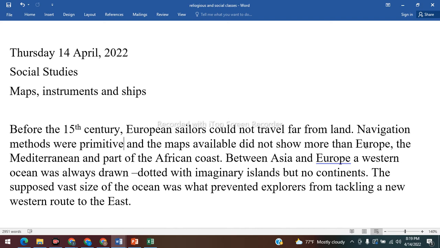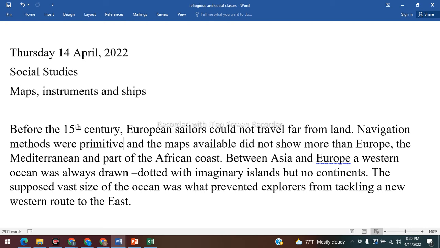Would you go? Why not? Yeah, you would go? Anyone else? Remember, your map only shows you so much, and you don't know what's out there. So it's mysterious, right? You don't know if you're going to find land.